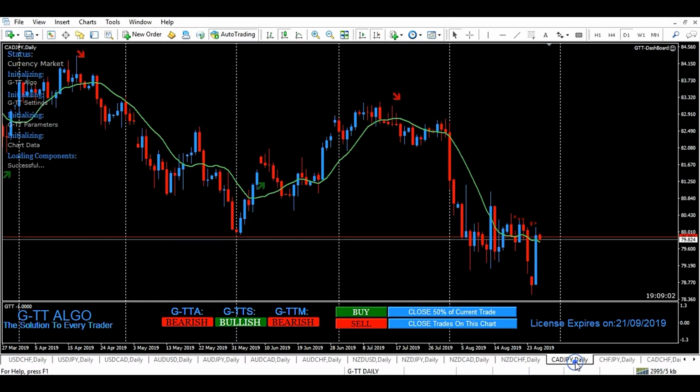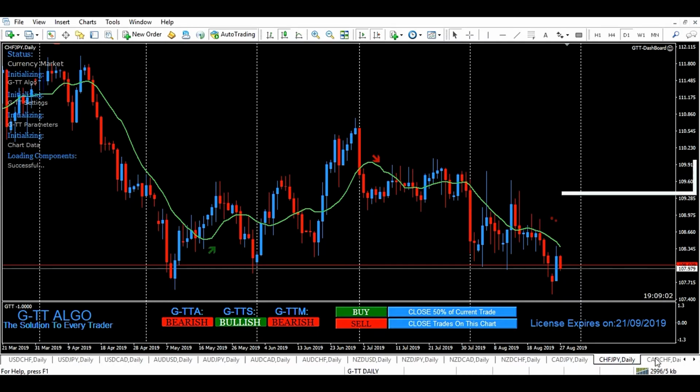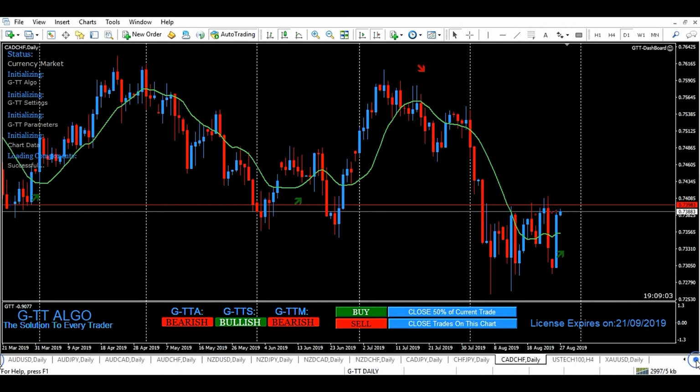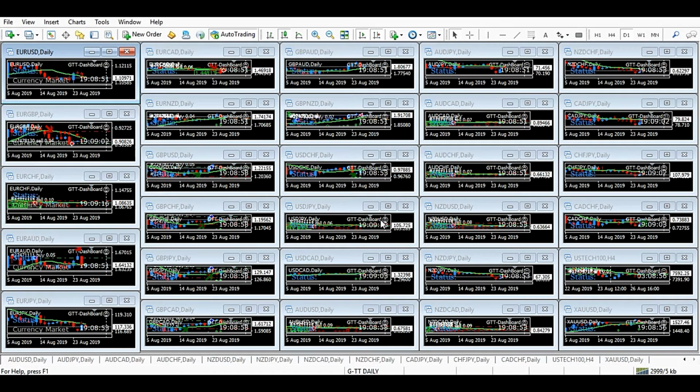New Zealand Swiss franc, nothing. And let's have a look at USD CAD and gold. There's no trades as far as I remember. And that is all the trades that I've taken on the actual G-TT algo.